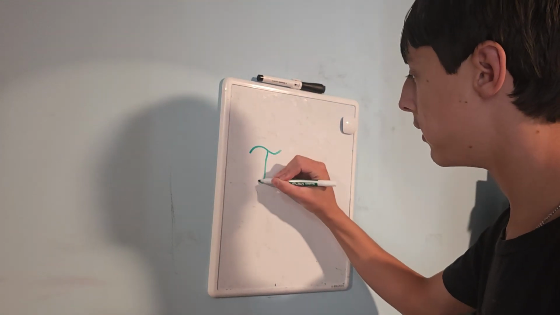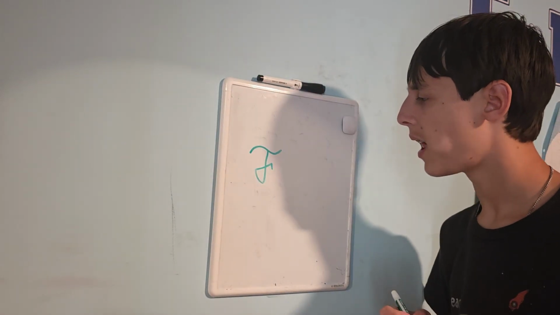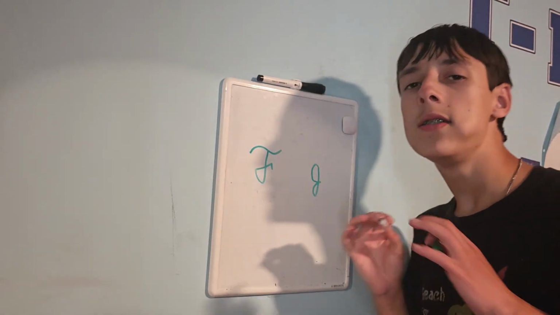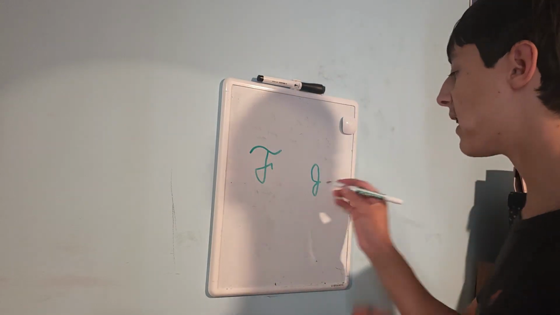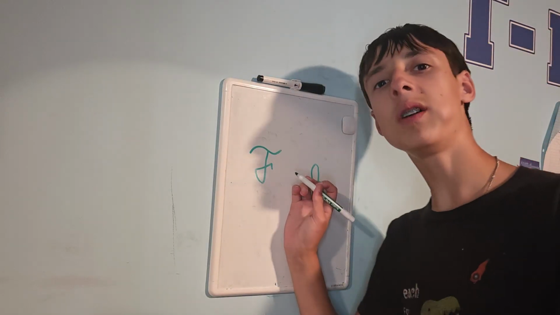The next letter is... That's how you draw F, right? Whatever. None of these look like F. That's not an F, and that's not an F. This looks too much like a T.